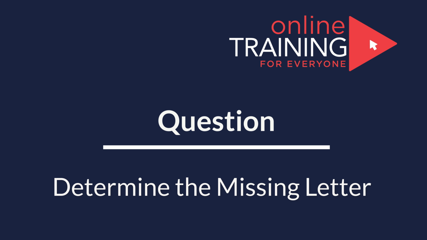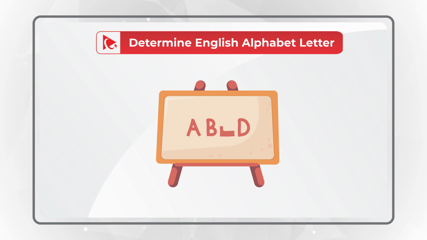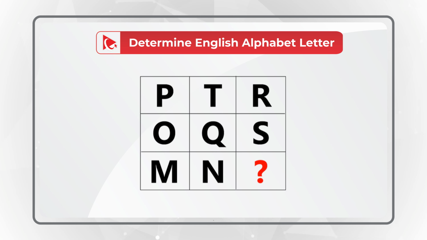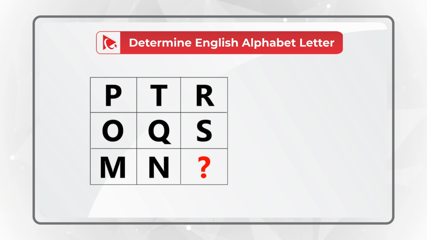Here's one of my favorite questions to test your verbal reasoning as well as your knowledge of the English alphabet. You need to determine the missing letter of the English alphabet to replace the question mark. You're presented with a 3 by 3 matrix, and this matrix has letters P, T, R, O, Q, S, M, N, and then the missing letter, which you need to select from one of 4 possible choices.